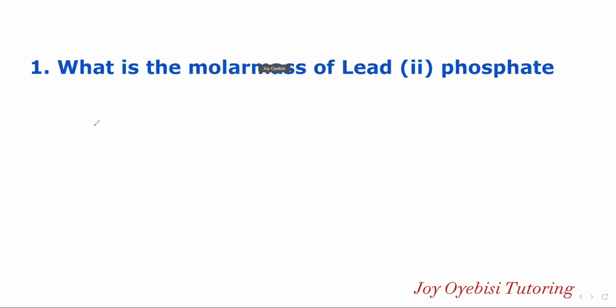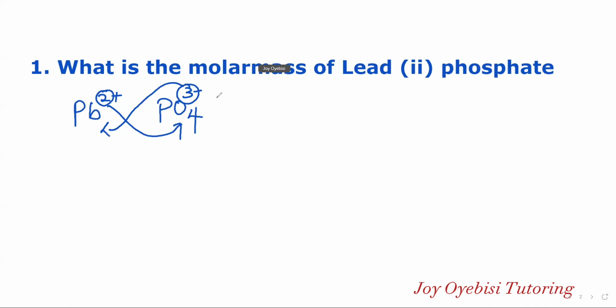So for this one, lead is Pb2+. Phosphate is a polyatomic ion, so PO4, and then you have 3 negative. Next, crisscross. So this 2 goes over here, this 3 goes over here. And then that would become Pb3(PO4)2. Okay, so that is the formula for lead(II) phosphate.